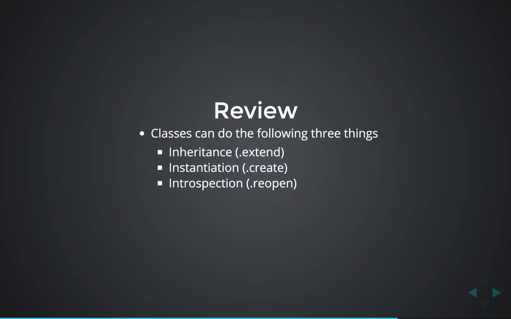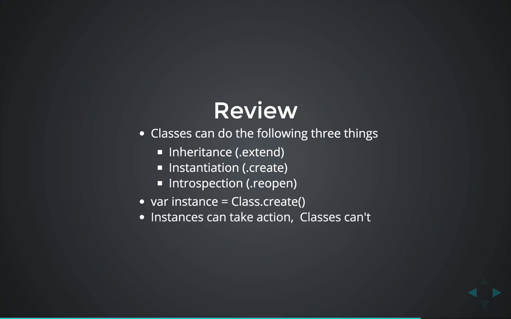So today, we learned about the three things that classes can do. They can extend themselves with inheritance, they can instantiate themselves with the create command, and they can introspect, change themselves with reopen. This is how you create an instance of a class manually. Instances can take action, but classes can't. And sometimes Ember instantiates things for you.